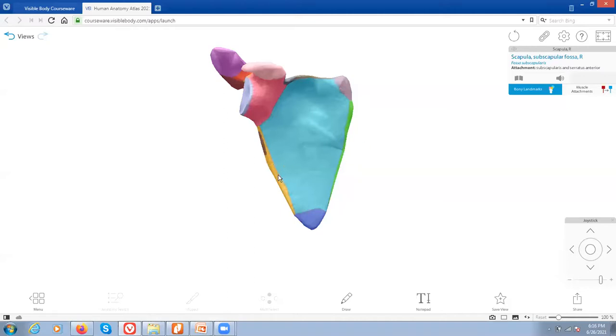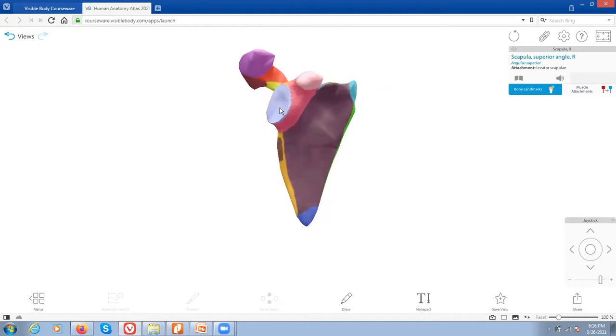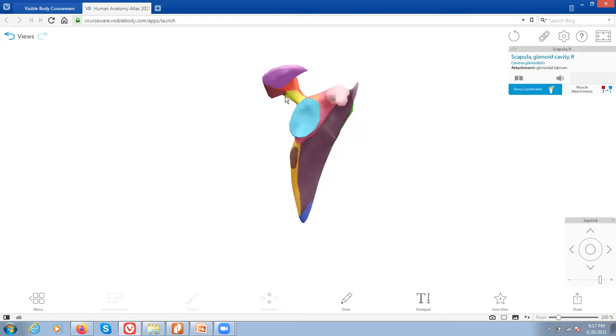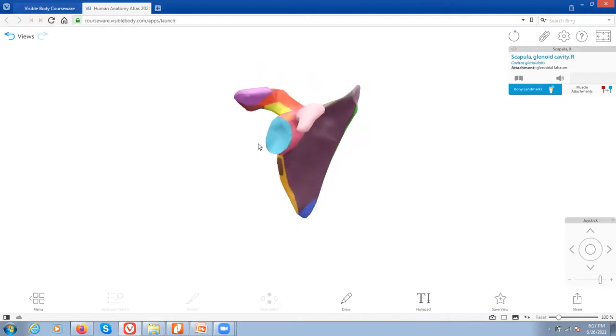We can also take a look at the borders. So we've got what's called the lateral border and the medial border. And then the bottom has the inferior angle and the top has the superior angle. So it does kind of look like a triangle. Then over on this portion, this is called the glenoid cavity. And that is where the articulation is with the humerus. So the head of the humerus fits right there. And then there's going to be some ligaments holding everything in place.